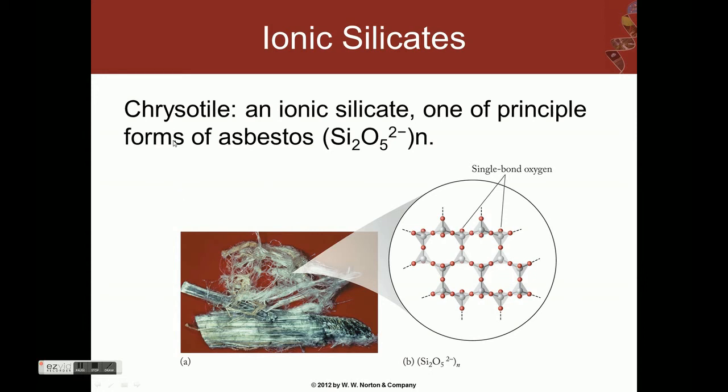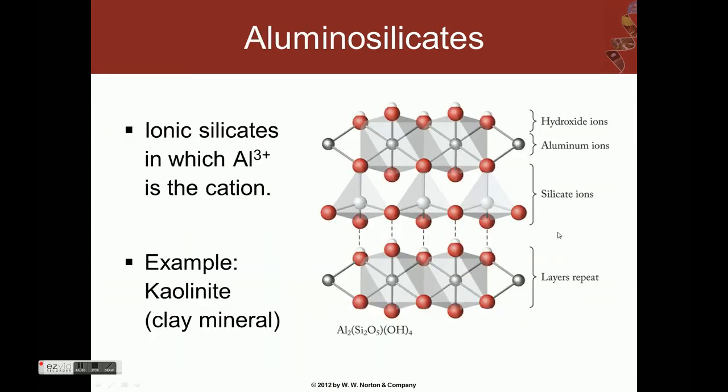So chrysotile is one of the principal forms of asbestos, and we know something about asbestos, that it's a good insulator, but it also flakes and fluffs and breaks off really easily. It's inhaled through your lungs, and it can cause lung cancer, so it's particularly damaging, perhaps.